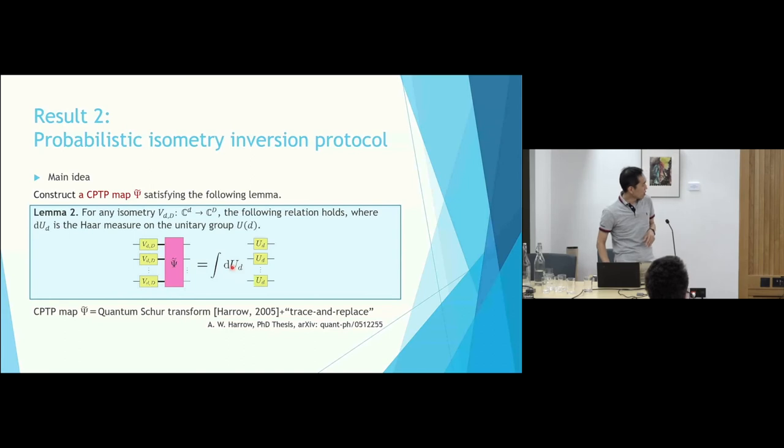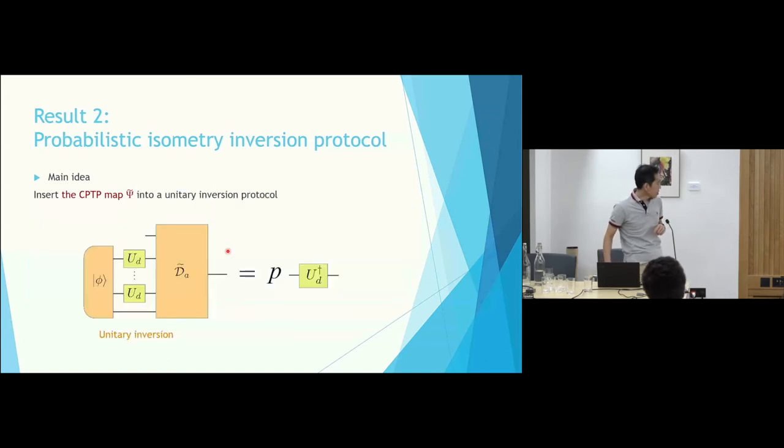So on the left, you have some explicit dependence on capital V. That's your input asymmetry operation. But on the right hand side, you no longer have this capital V dependence. Okay, and also capital D dependence has disappeared. So how do we use that?